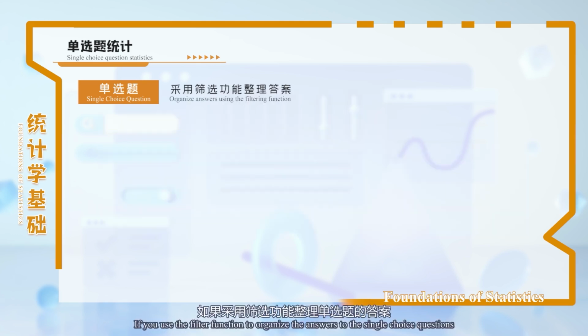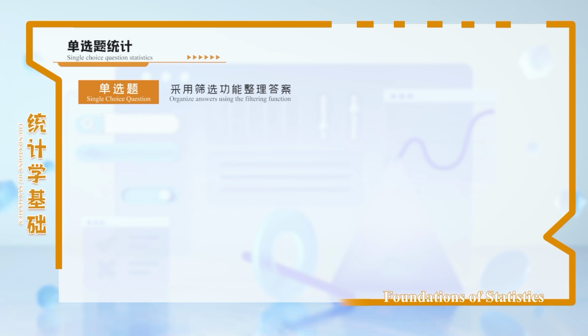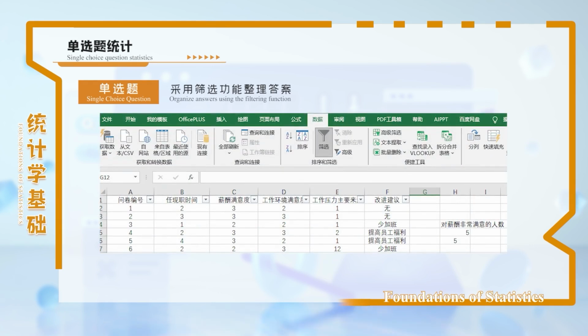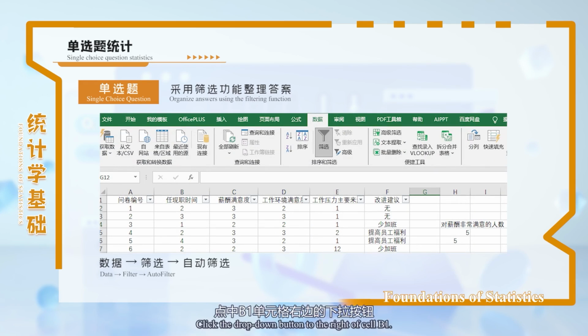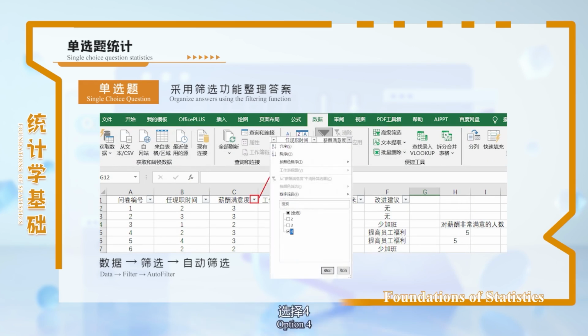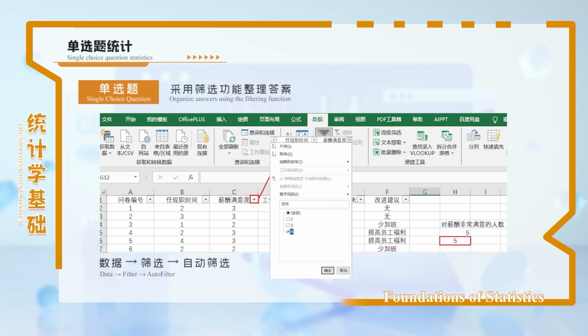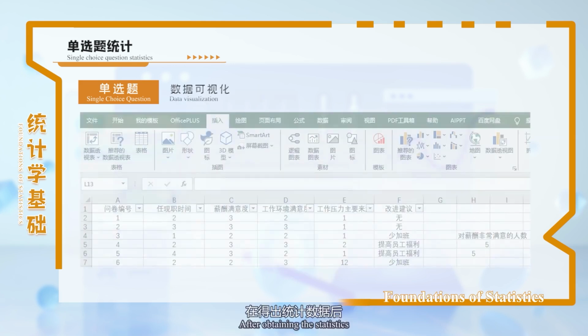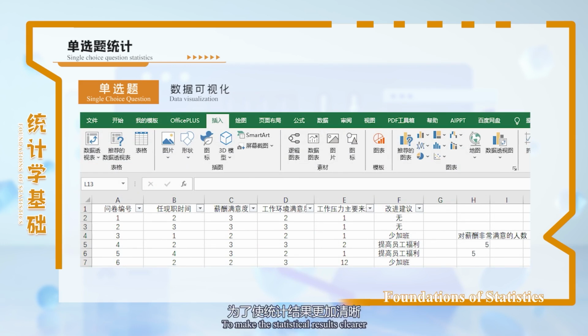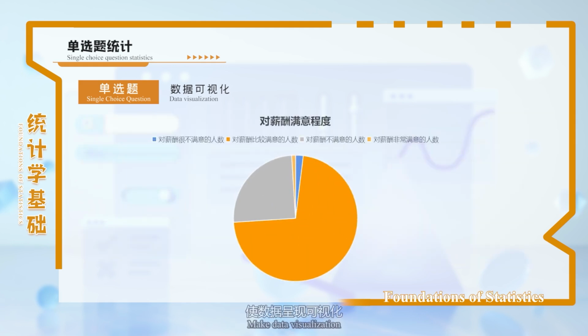If you use the filter function to organize the answers to the single choice questions, first click any cell in the data range. Then click Data, Filter in the menu. AutoFilter. Click the drop-down button to the right of cell B1, select option 4. That's the number of people who are very satisfied with their compensation. Fill in the result in the blank cell H6. The number of other options can be counted in the same way. After obtaining the statistics, to make the results clearer, we can select the resulting data and insert a pie chart to visualize the data.